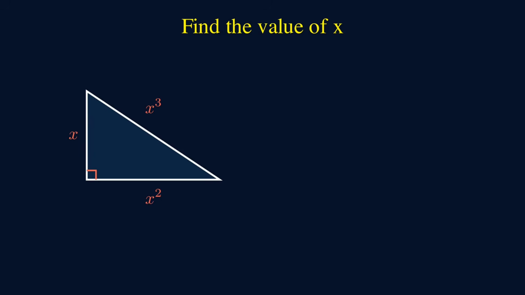So here's the setup. We have a right triangle. One leg has length x, the other leg has length x squared, and the hypotenuse has length x cubed. And the question is, what is the value of x?